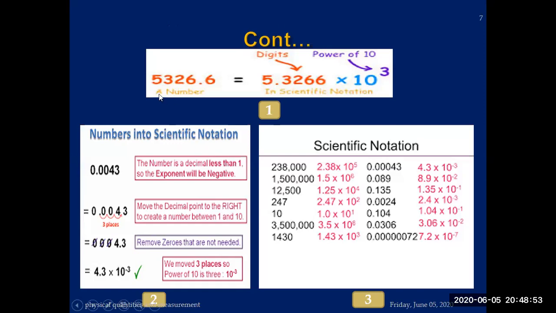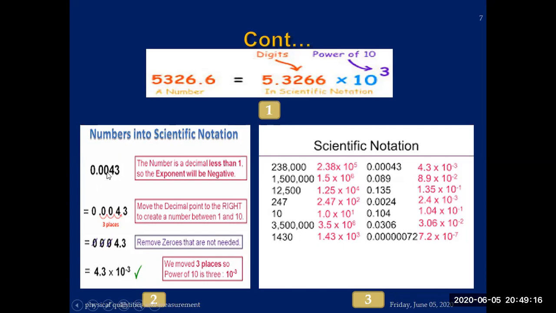If you look at the number 5326.6, you can reduce it by moving the decimal point up to the 5, one non-zero digit before the point, and then it becomes 10 raised to the power 3. So this is one technique to write scientific notation. Look, this is another example.